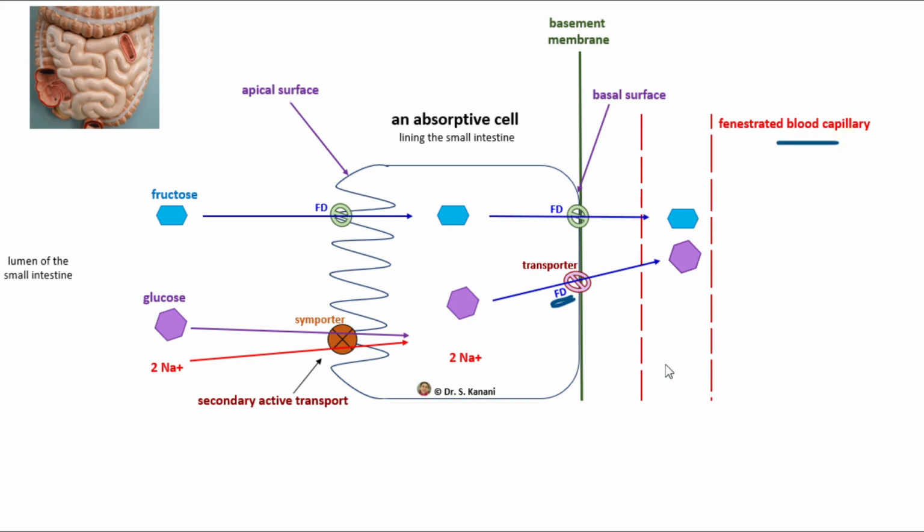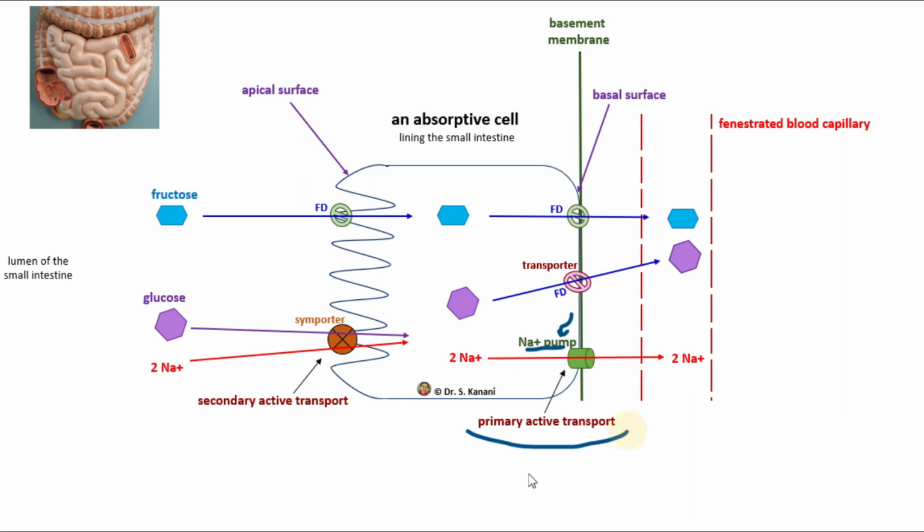However, to absorb sodium ion into this blood capillary, on the basal surface, we need a protein that is called the sodium ion pump. The term pump tells you that this protein has to break down ATP and use the energy that is released from ATP hydrolysis to push sodium ion. So that would be a primary active transport done by the sodium ion pump. So in short, on the basal surface, absorption of glucose is passive, but absorption of sodium ion is active.